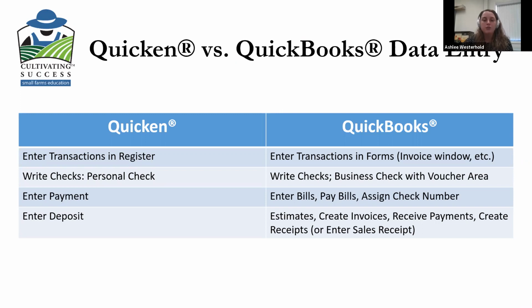In Quicken, you can write checks for your personal checkbook. And then in QuickBooks, it's write checks. It can be a business check with a voucher area. In Quicken, you can enter payments. In QuickBooks, you can enter bills, pay bills, and assign check numbers. In Quicken, you can enter a deposit, but in QuickBooks, you can have estimates, create invoices, receive payments, create receipts, and enter sales receipts.